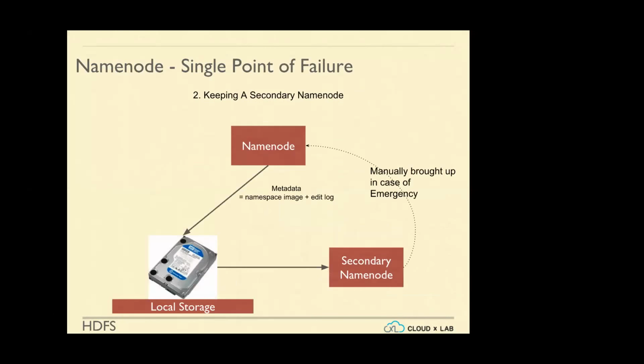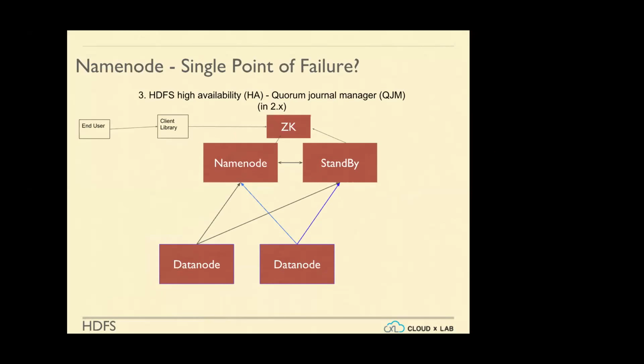Okay, good. Now, at any point of time, the secondary name node can be covered like this, but this is no longer used. Mostly, we use this kind of a failover. Edit log is also in the disk.